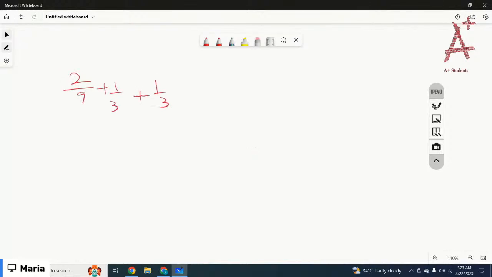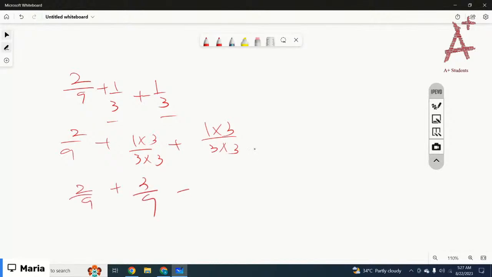So first of all, you have to make the denominator same. You have to multiply 3 times 3 makes 9, right? So you have to multiply these fractions by 3. It would be 2 over 9. 3 times 1 is 3 over 9. 3 times 1 is 3 over 9, right?